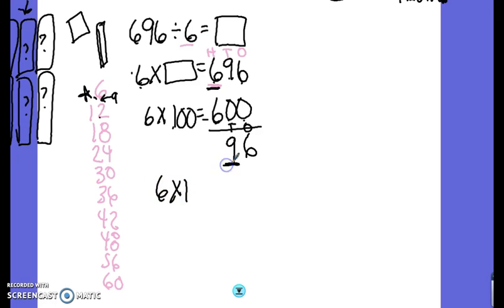But I'm looking for 9 tens, so I write 6 times 1 ten. Well, 1 ten is the number 10. 6 times 10 is 60. I subtract to see how many scoops are left. 9 minus 6 is 3.